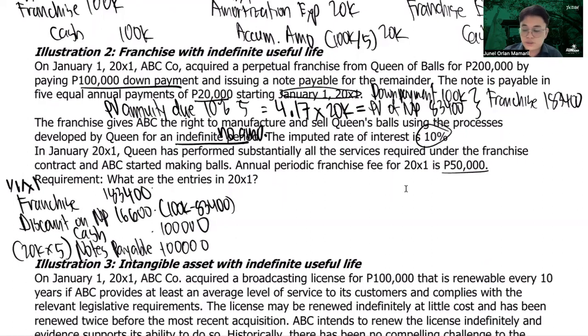They are balanced. Another entry, since this is annuity due, we also paid aside from the down payment, right? Aside from the 100K down payment, meron na yung pauna nating 20. So debit notes payable, credit cash, amounting to 20,000.